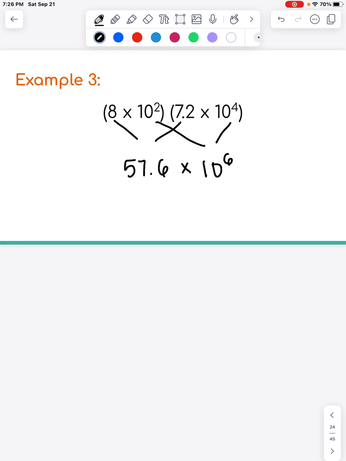So you may have gotten here 47.6 times 10 to the 6. Sorry, 57.6. But 57.6 is larger than 10. So what I need to do is move my decimal and add 1 to my exponent. So now I have 5.76 times 10 to the 7th.